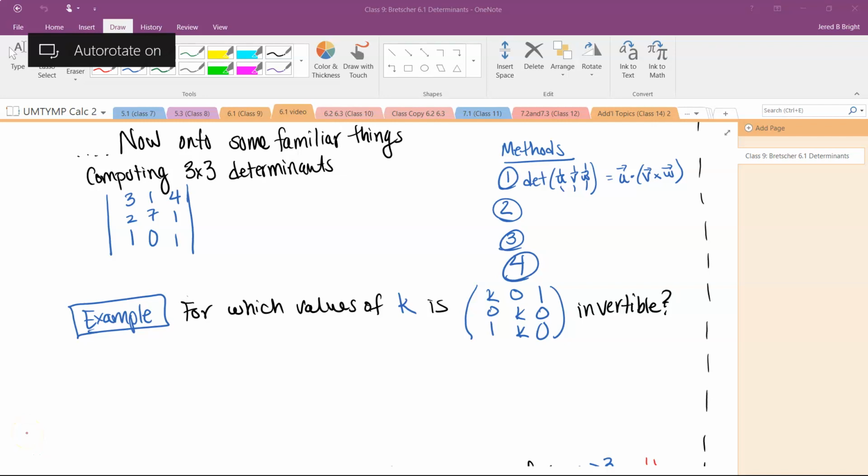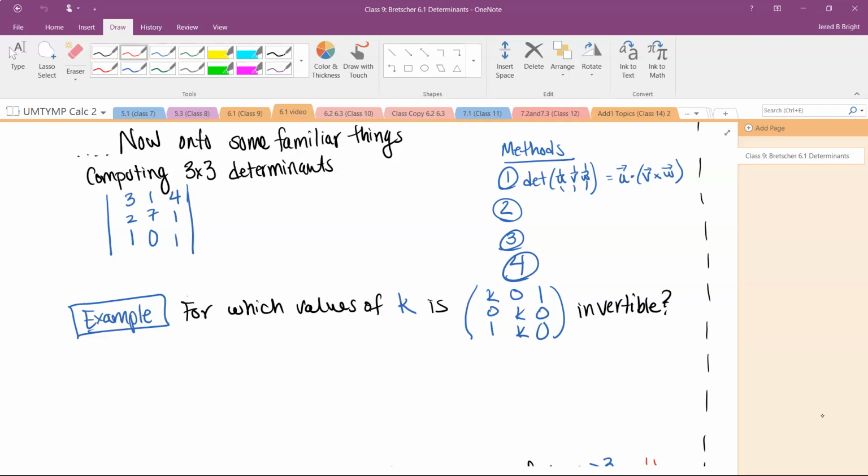Welcome back, and now we are going to finally look at some determinant methods, or just kind of review some. In the last video we saw that if we have a 3 by 3 matrix, we can compute the determinant by doing the first column dotted with the cross product of the second and third columns. So that's fine, but in order to do a determinant you have to compute a cross product, which might not be super time efficient or time effective. So what other methods exist?